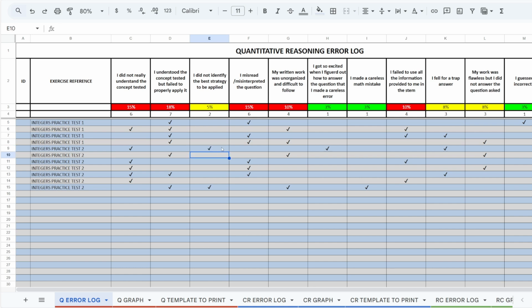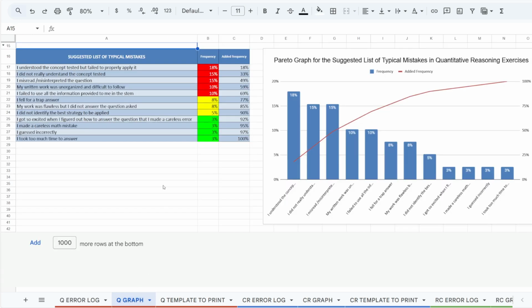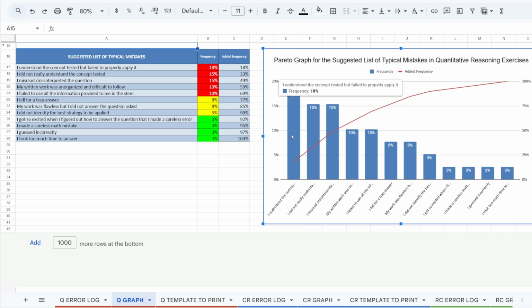The second sheet is the Pareto graph associated with that error log. As you continue to practice and consistently update the first sheet, the spreadsheet automatically counts how many times each type of error appears and calculates the proportion of questions affected by each category. On the graph sheet, these proportions are displayed in a Pareto-style chart, so you can immediately see which types of mistakes are the most frequent for you in that specific part of the exam. This visual summary makes it much easier to decide what you should prioritize in your study plan.